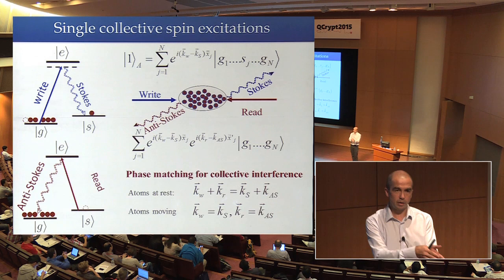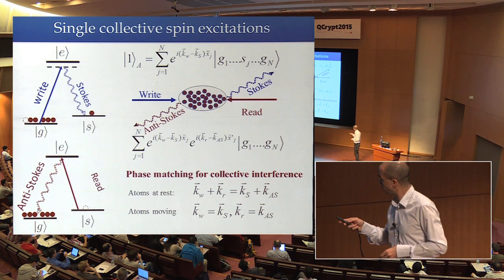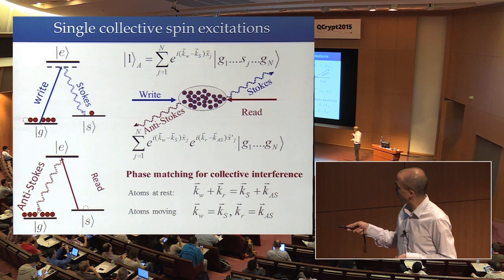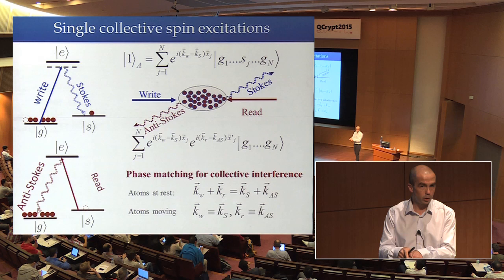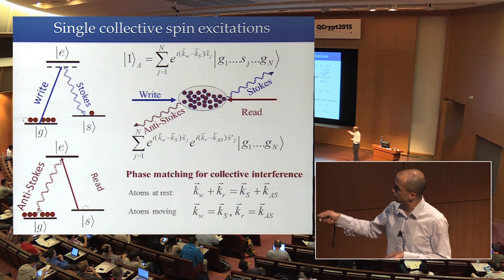So it's really a collective interference between all the atoms, which re-emit the photon in one particular direction. And this, by the way, can also work if the atoms are moving, but in this case, what you need is that k write is equal to k Stokes. So you need a collinear configuration, which for practical reasons is a bit more difficult to handle because you need to filter the photon from this write pulse, which contains many thousands of photons, and the Stokes beam here has only one photon in principle.